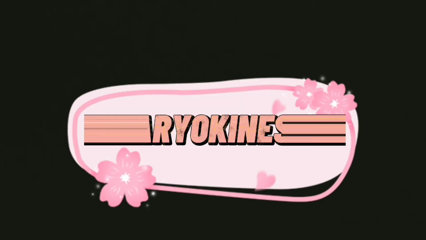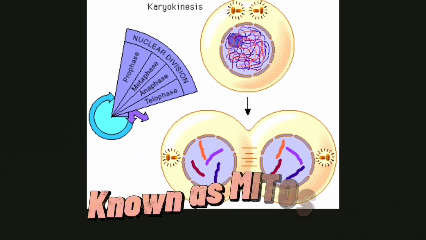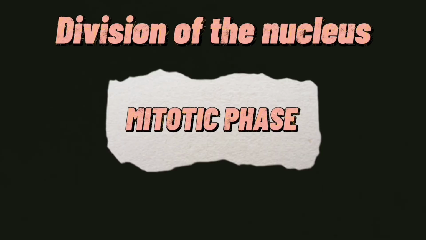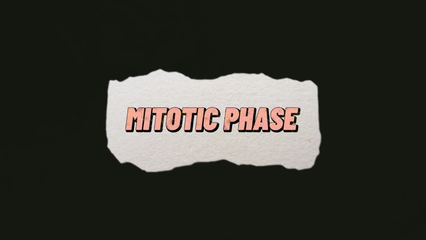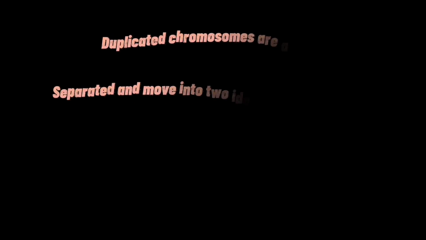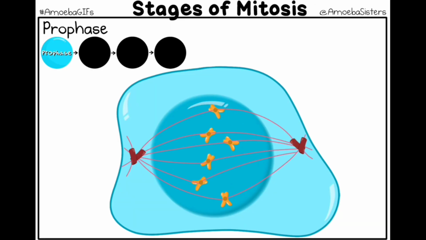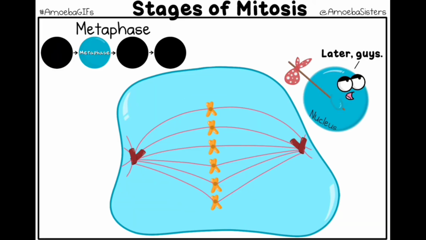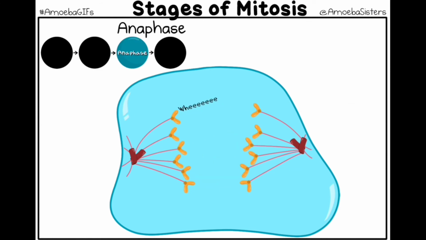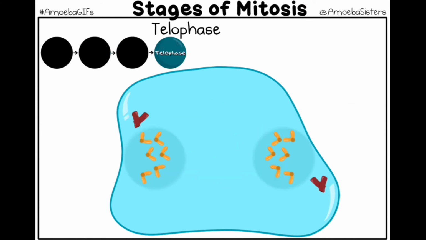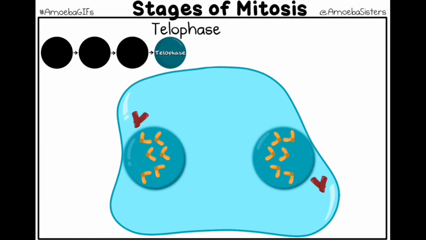Now let us go through the term karyokinesis. Karyokinesis is also known as mitosis. It is the division of the nucleus that occurs in the mitotic phase. During the mitotic phase, multiple processes take place in which the duplicated chromosomes are aligned, separated, and moved into two identical daughter cells. Karyokinesis is divided into four stages: first prophase, followed by metaphase, anaphase, and lastly telophase, which results in the division of the cell nucleus.